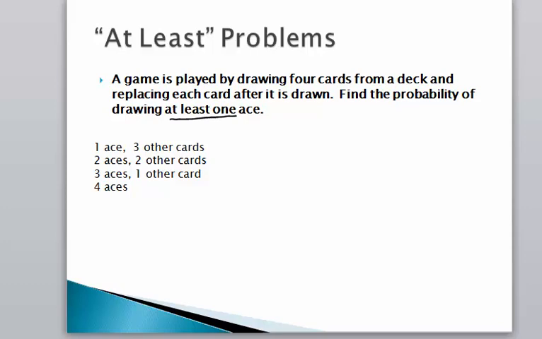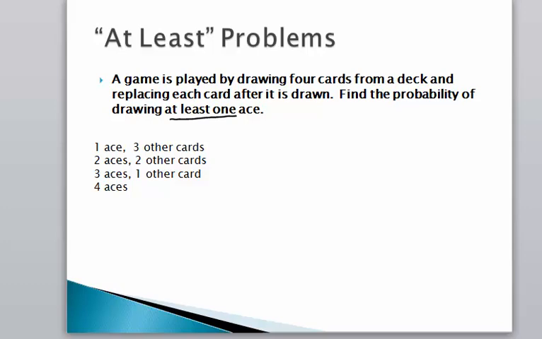Another option would be to draw a hand that has 2 aces and 2 other cards. This would be 4 cards with at least one ace. Another option would be to draw a hand that has 3 aces and 1 other card. Again, that would be a total of 4 cards with at least one ace. And the other option is to draw all 4 aces.